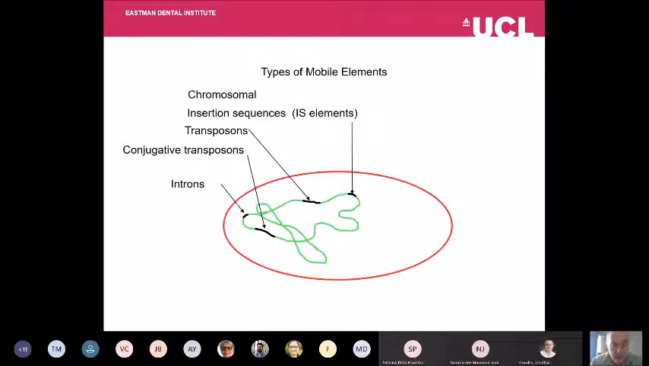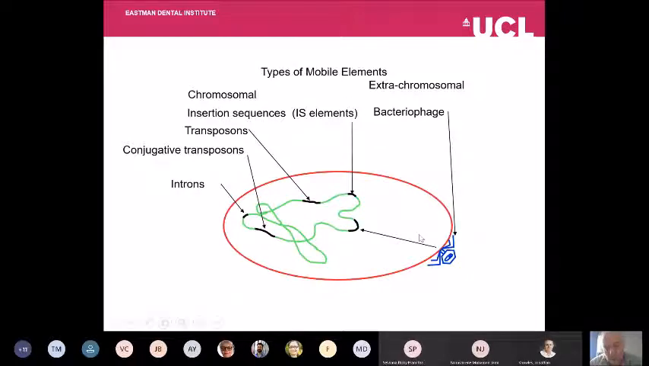So they're probably not as well studied as transposons and conjugative transposons, and I'm not going to talk much more about them in this talk. Then we've got the extrachromosomal elements like the bacteriophages that I was describing. Sometimes bacteriophages, instead of destroying the cell, can integrate their DNA into the bacterial chromosome and replicate happily along with the chromosome. And we've got the plasmids shown here. These replicate independently of the bacterial chromosome.